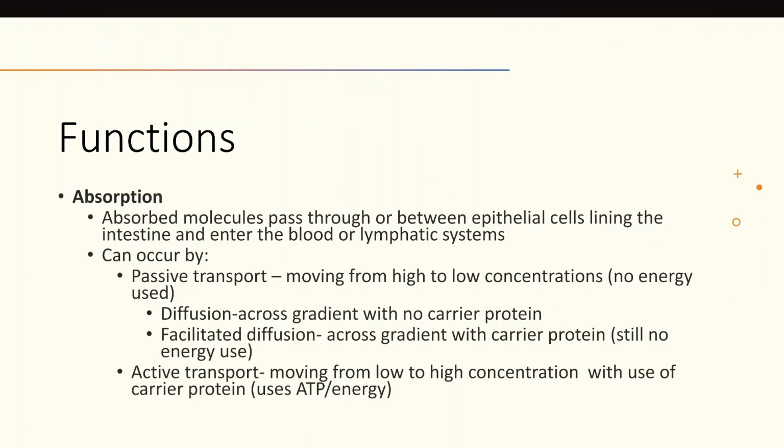Absorption, obviously the other part of the GI system: we have to not only break down these chemicals, but we have to have a way to absorb them as well. Remember, this is the first time we're getting these substances, so it's absorption. In the renal system, it's reabsorption. Either passive transport, diffusion, or active transport, which requires carriers.